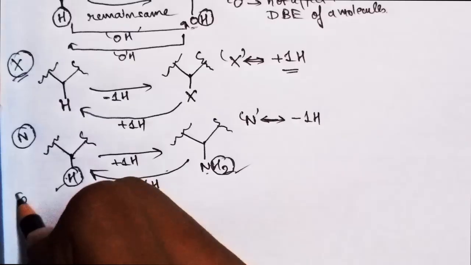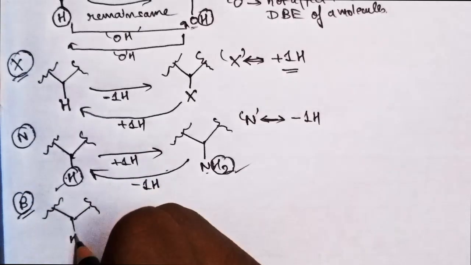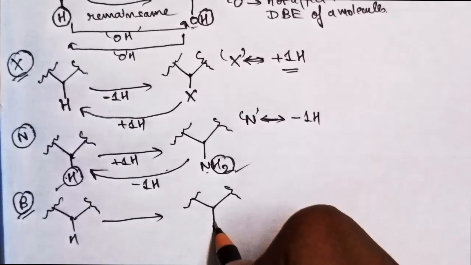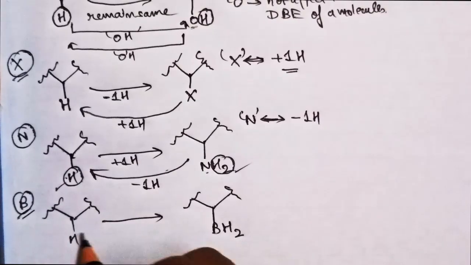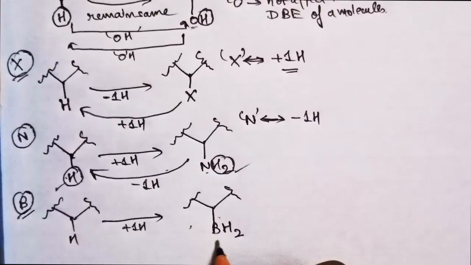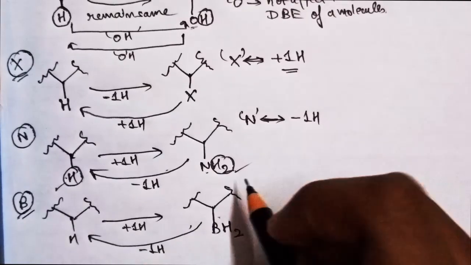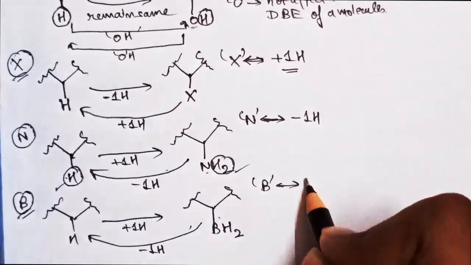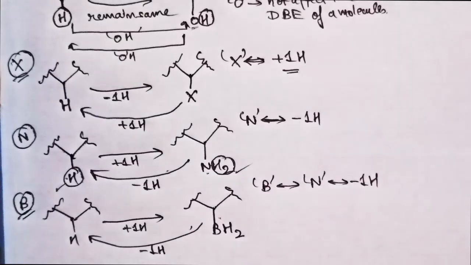Similarly, with boron, if we analyze, boron is also a similar kind of case because it will be in the form of BH2. Therefore, again we can say for this process we need to add one hydrogen. Therefore, if we want to find the equivalent of boron, we need to remove one hydrogen. Therefore, boron is also equivalent to nitrogen, which is equivalent to minus one hydrogen.